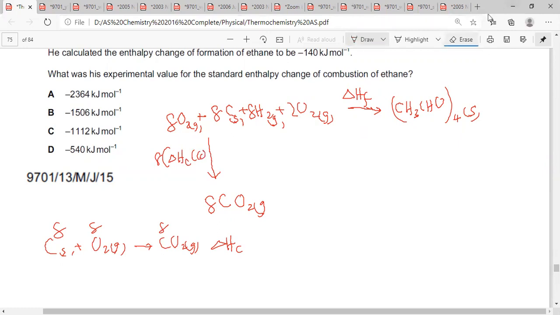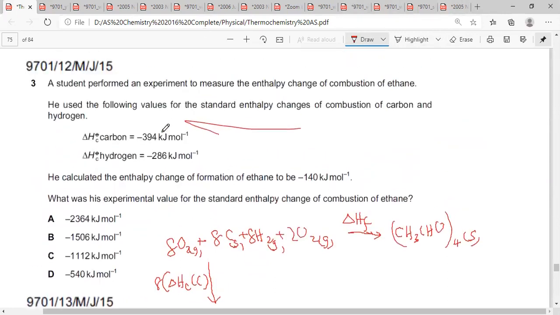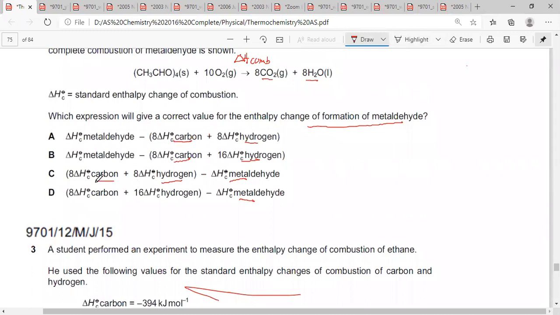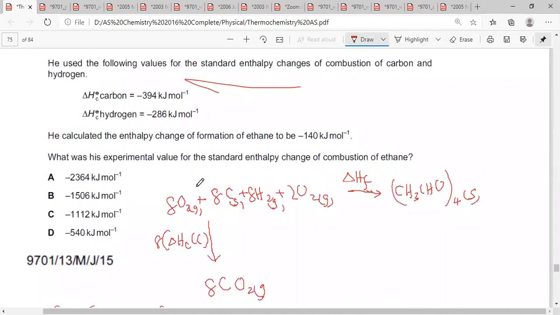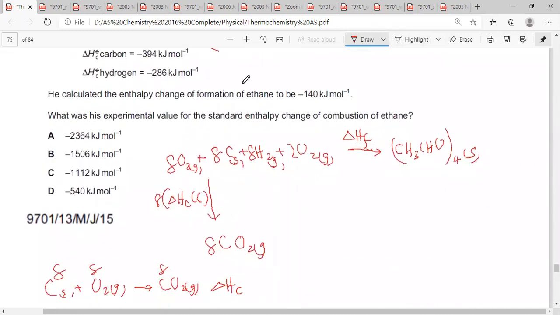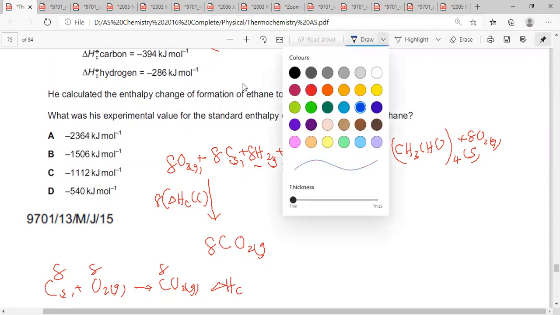Let me see. Okay, heat of combustion of carbon. Now, which is here. Put carbon now. So 8 moles of oxygen here. Now for hydrogen, I put blue color so you can see easily.